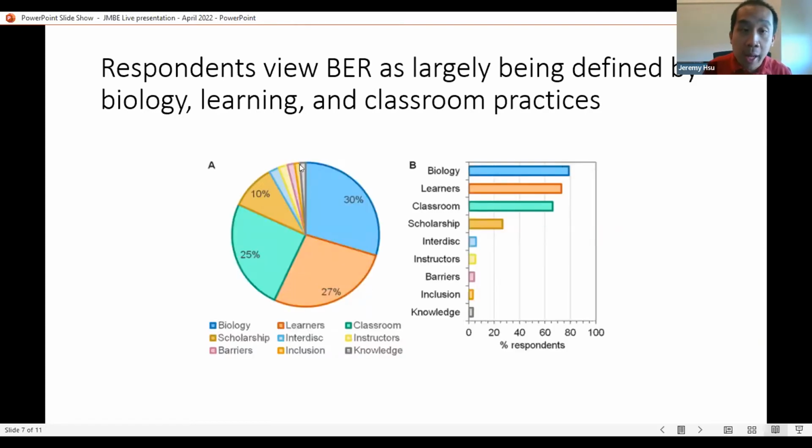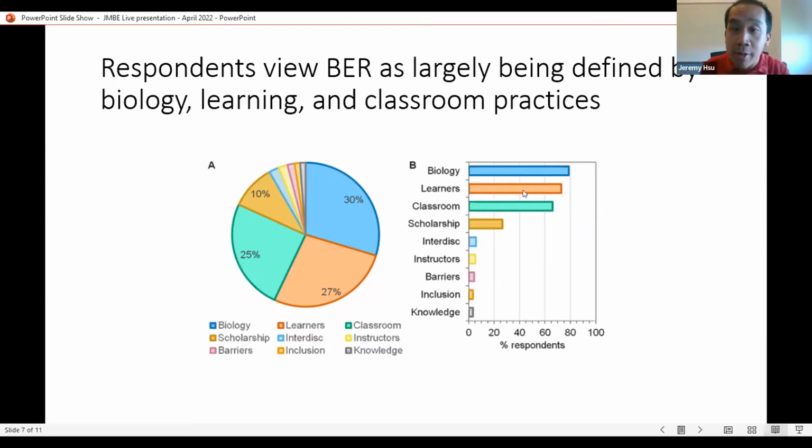So let me start by looking at part A here, where my mouse is. In part A, on the left-hand side, we see the percent of codes, so percent of themes out of all the themes that respondents mentioned. The largest slices of the pie are the most common themes here. And on the right-hand side is the percent of respondents who said that theme. So for example, we see that 80% of respondents mentioned BER was defined by biology. And likewise, since each respondent could reply with more than one theme, we saw that about a third of the themes related to biology.